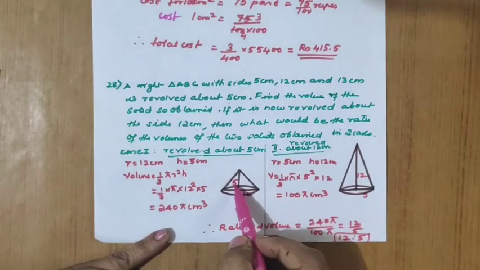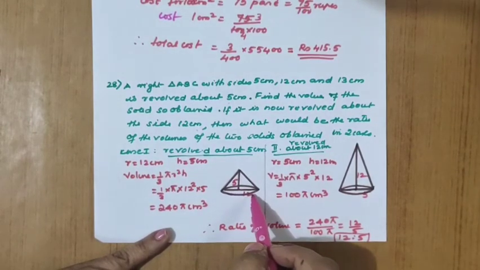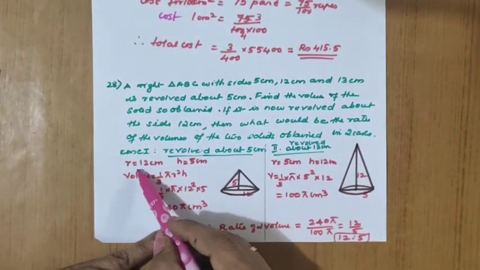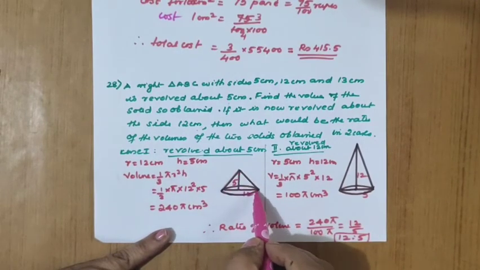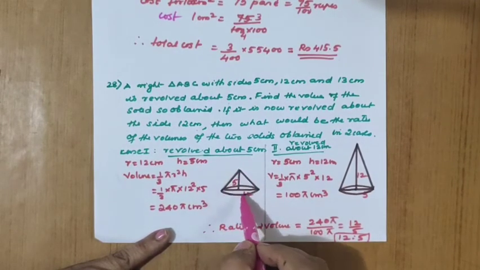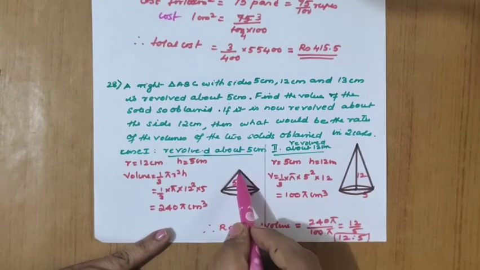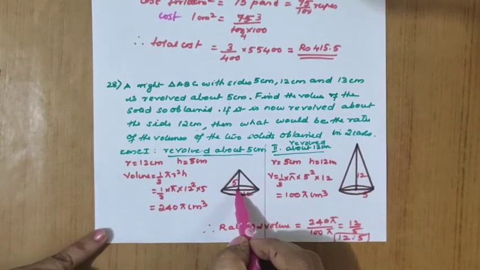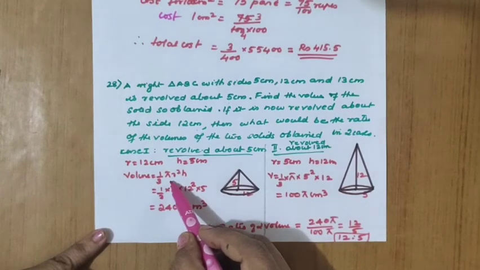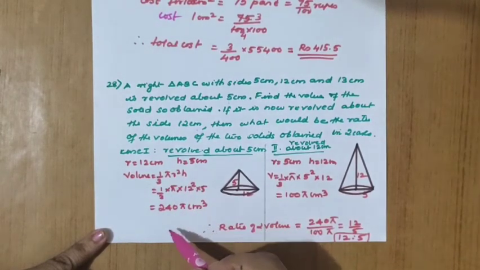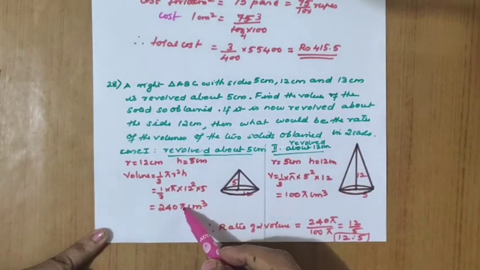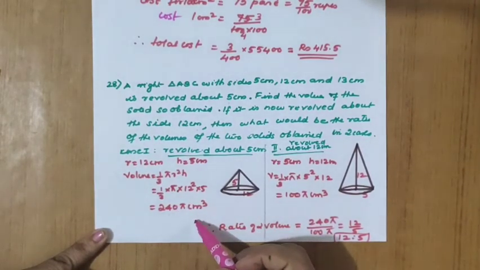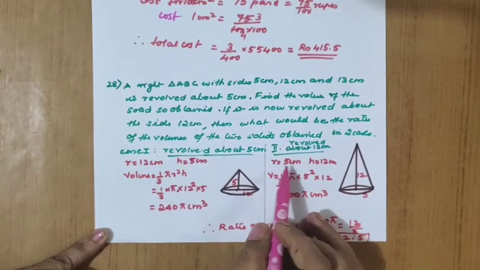So the diagram will be like this. It is 5 and here 12 centimeter is there. So R equal to 12, H is equal to 5. So right triangle means this much portion only, and it is revolving and forming the cone only. So about 5 it is revolving. And volume formula, you know that 1 by 3 pi r square h. Substitute, we will get 240 pi centimeter cube. Since the ratio question is asked, pi as it is we are keeping because it will get cancelled.